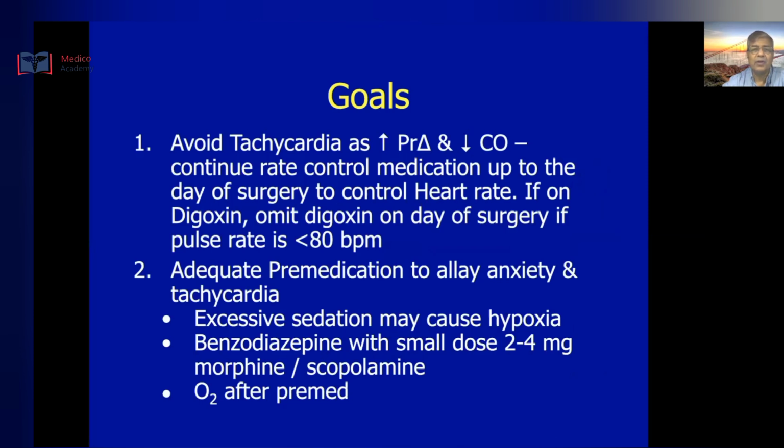Number 2 goal is to ensure adequate pre-medication to allay anxiety and tachycardia. Remember, excessive sedation may cause hypoxemia, so a small dose of benzodiazepines is what is generally prescribed, or you may use 2 to 4 milligrams of morphine or scopolamine as pre-medication. But remember one thing, pre-medication given to a mitral stenosis patient should be under observation, and the patient should be given oxygen supplementation after pre-medication is given.